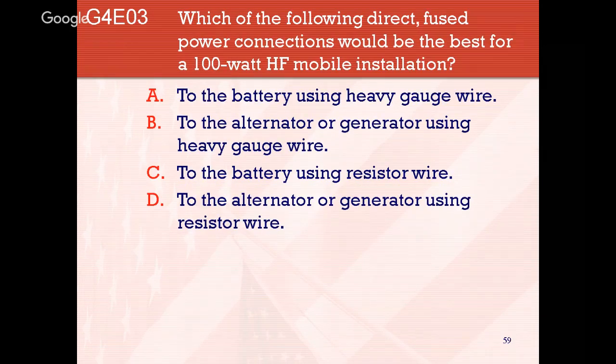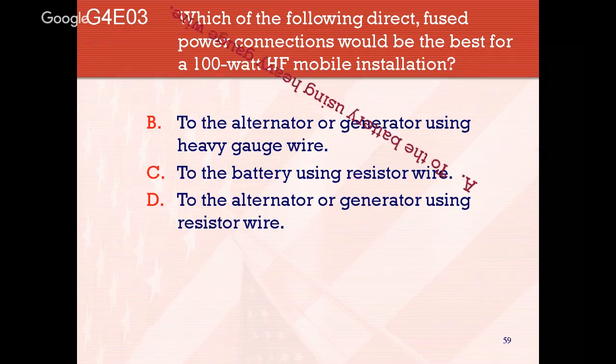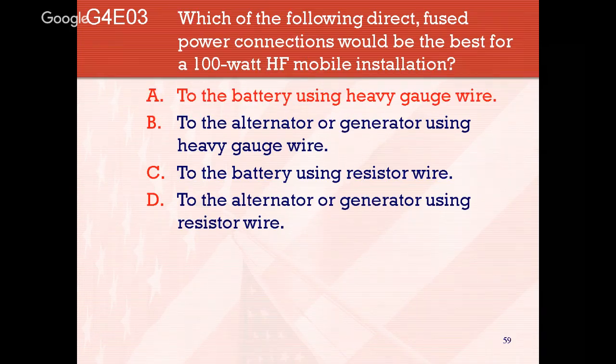So which of the following direct fused power connections would be the best for a 100 watt HF mobile installation? You've got to remember that you've got to use some pretty hefty wire for that, but you've got to go directly to the battery using heavy gauge wire. And if at all possible, use Anderson connectors inside where the radio hooks up. You run your wires directly from the radio to the battery. You want some means to remove it, so put some Anderson connectors on there.